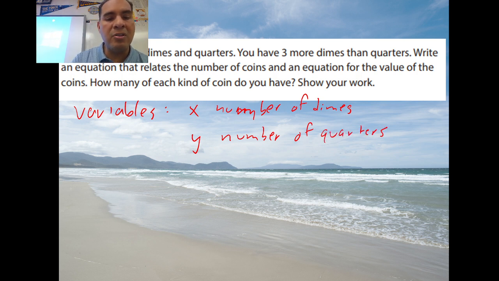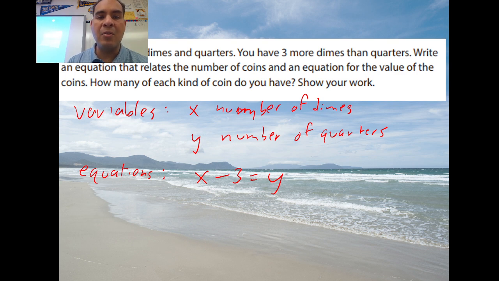Okay, now we're going to go into making our equations, our mathematical model to represent this situation. We're going to make one equation that relates the number of coins. So the number of coins is that we have 3 more dimes than quarters. If we have x dimes and we have 3 more dimes than quarters, then we would have to take the number of dimes, subtract 3, and that'll give me the number of quarters. Again, we have 3 more dimes than quarters. So if I take the number of dimes and subtract 3, I will get the number of quarters.